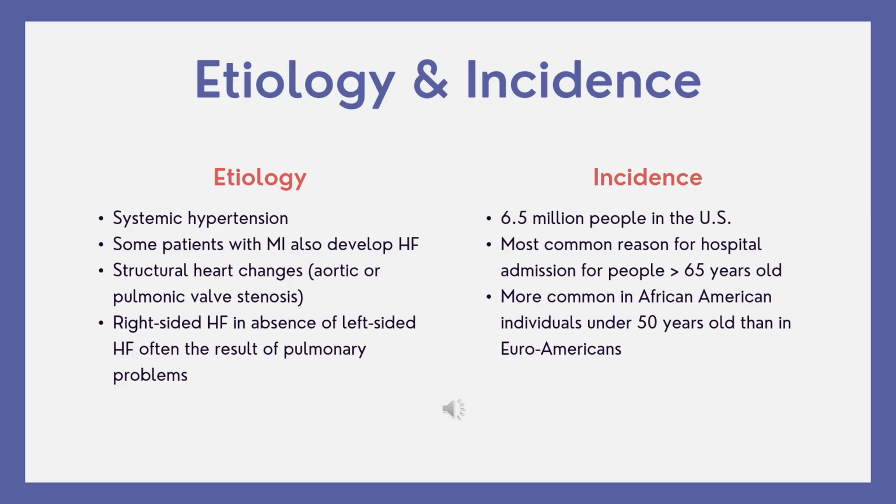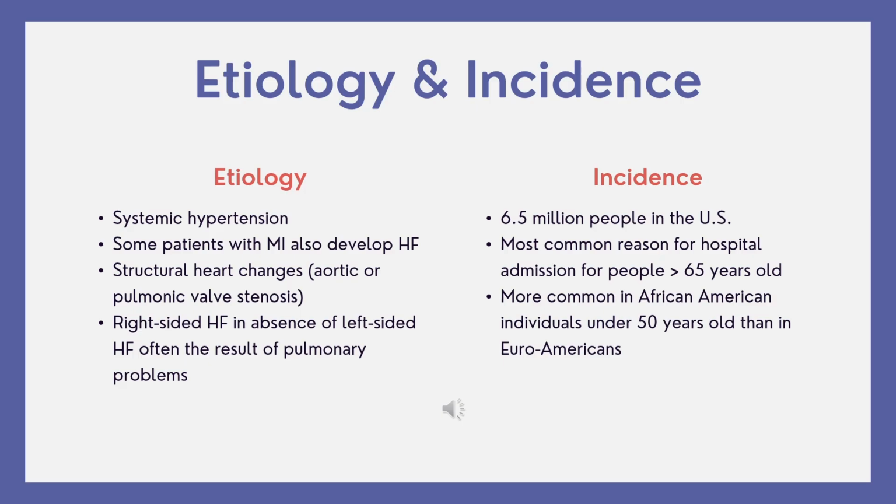Third are structural heart changes. Conditions like aortic or pulmonic valve stenosis create a pressure overload, which is going to make the heart have to work harder. Another cause, we can have right-sided heart failure from pulmonary disease. So in the absence of left-sided heart failure, chronic lung conditions like COPD or pulmonary hypertension can lead to what's called cor pulmonale, which is a form of right-sided heart failure due to an increased resistance in the pulmonary circulation.